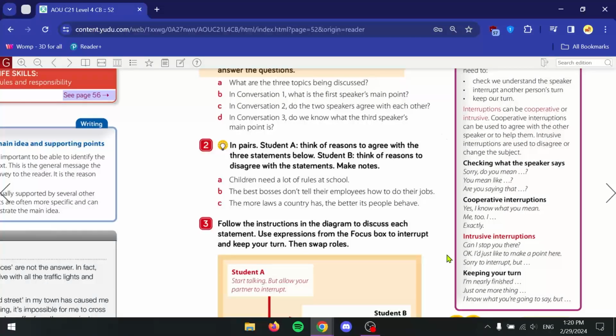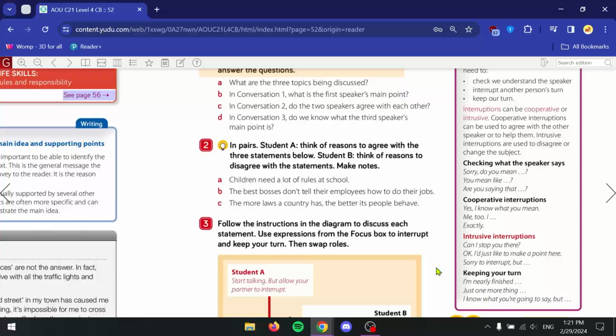So these are called intrusive interruptions. Remember, none of these are inherently bad. It's just that they're used differently because when we communicate, we talk about different things. So sometimes I might agree with you, sometimes I might not. Okay? Finally, keeping your turn.